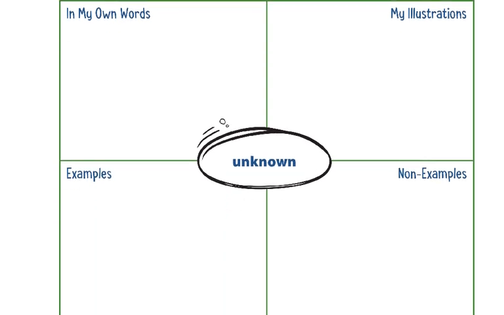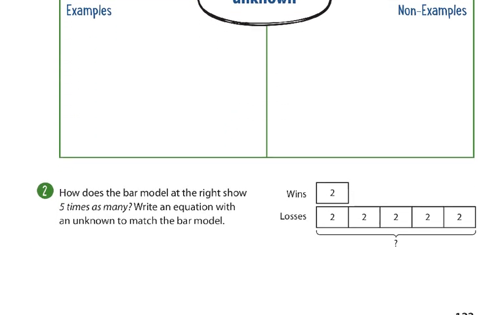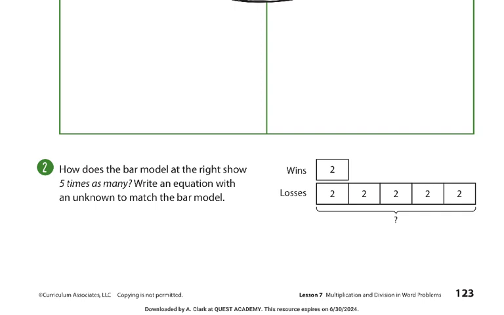Let's go down and look at the bar model on number 2. Read with me, how does the bar model at the right show 5 times as many? Write an equation with the unknown to match the bar model. So remember I gave you this hint. Whenever it has T-I-M-E-S, that would be a 5x. And whatever number is next to T-I-M-E-S in your math book, that's how I know how many boxes to draw. So the 5 boxes are there. So I know that that piece of information is done in my equation.